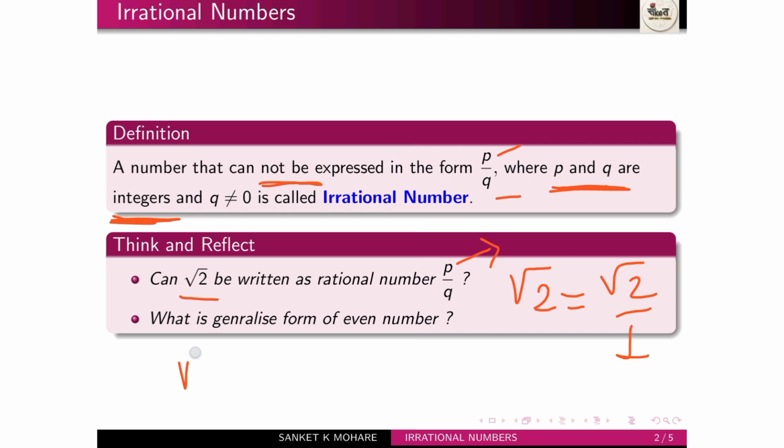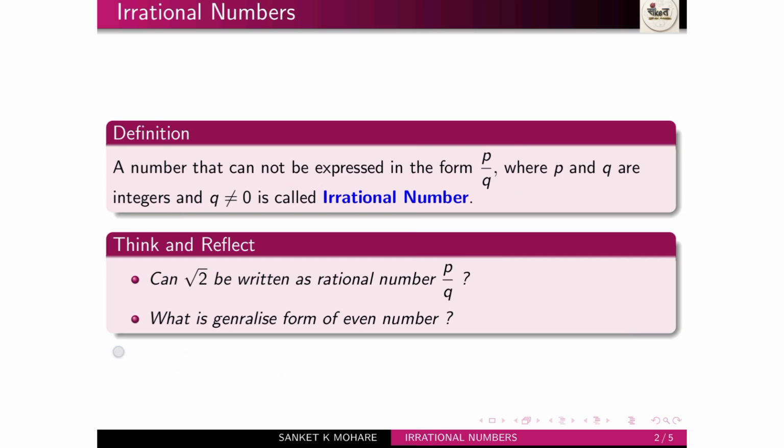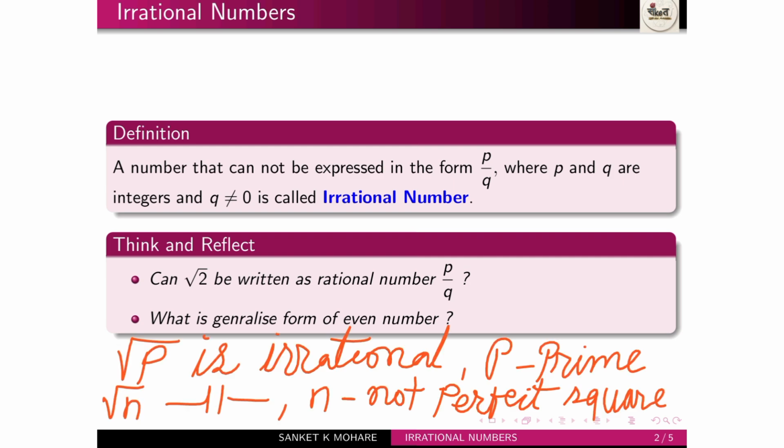So every number like root 2, root 3, root 5, these are irrational numbers. In general, for any prime number p, the square root of p is always irrational. I will discuss some important concepts. Root p is irrational when p is a prime number. Square root of n is also irrational when n is not a perfect square number.